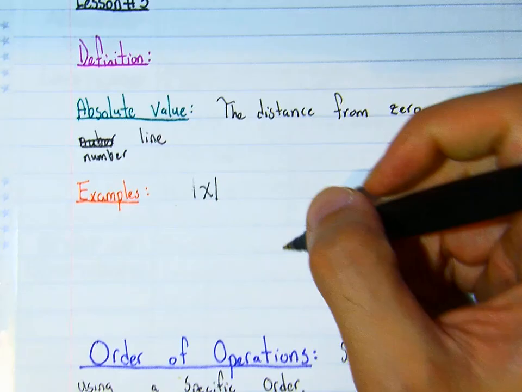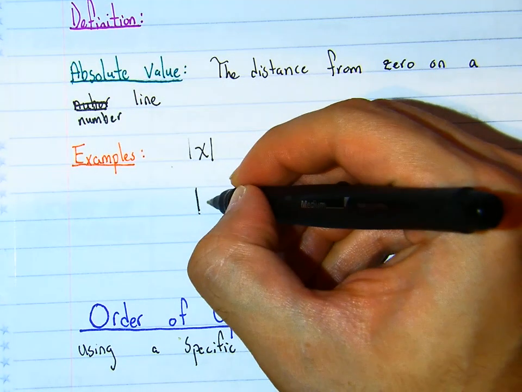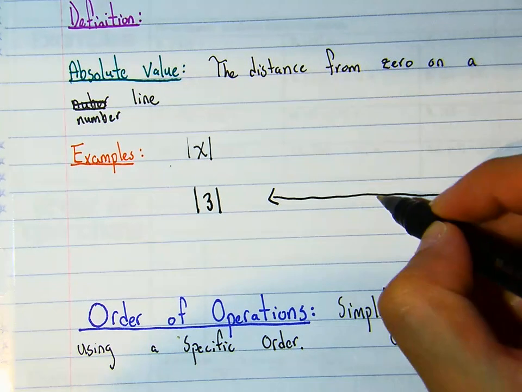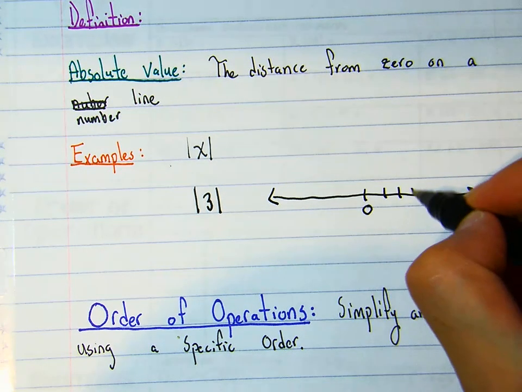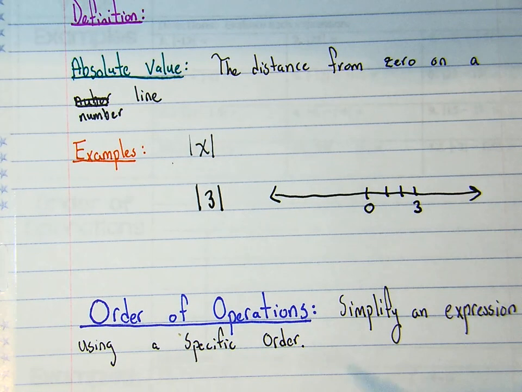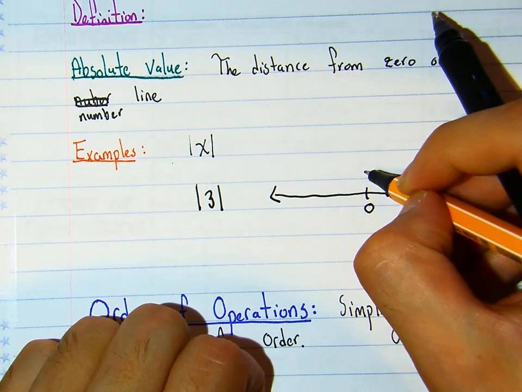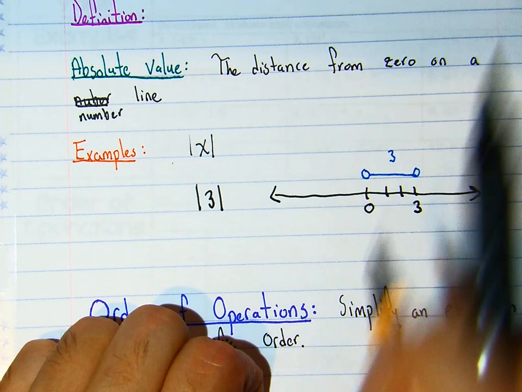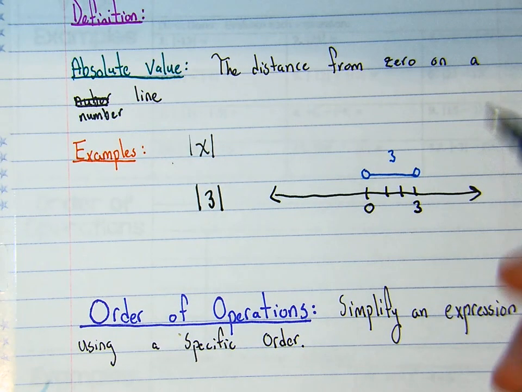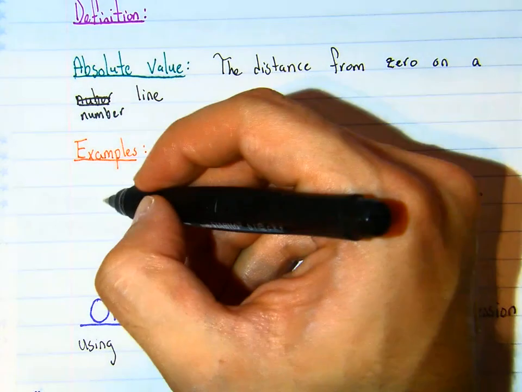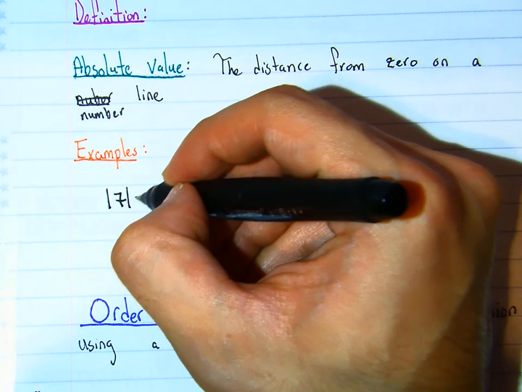So what on earth am I talking about over here? Let's say I said, what is the absolute value of 3? This is 0 on the number line, this is 1, 2, 3. And if I said, what's the distance from 0 to the number 3, what is this distance? It's just 3, right? And that's all it is. So the absolute value of 3 is 3. You could say that for the absolute value of 7, it's just 7.